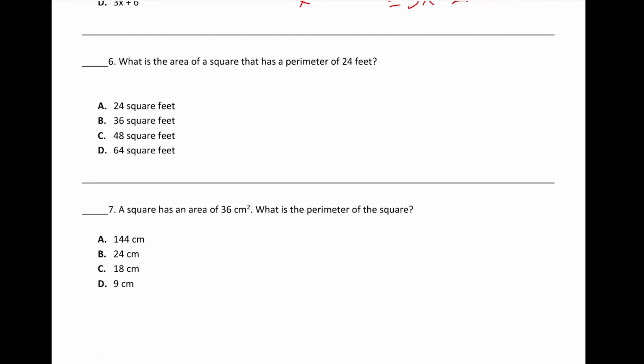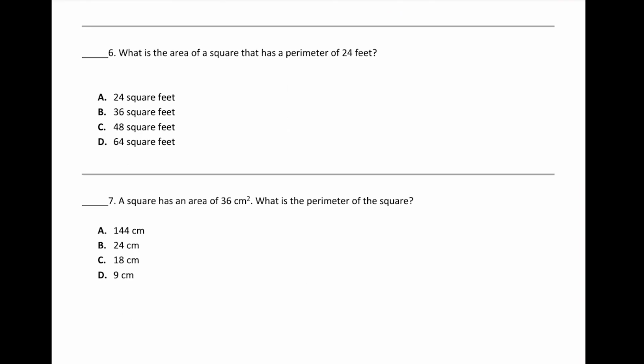Number 6 says, what is the area of a square that has a perimeter of 24 feet? So if it's a square, that means all 4 sides are the same. And if the perimeter is 24 feet, that means we have 4 sides that if we add them all up together, we get 24 feet. So if we want the length of just a single side, we can divide both sides by 4 and get the side length, which is 6 feet.